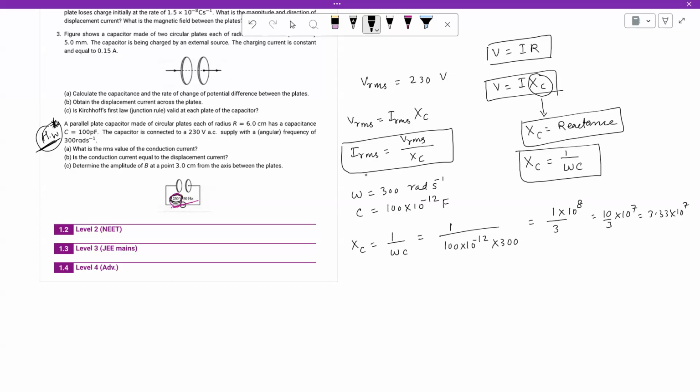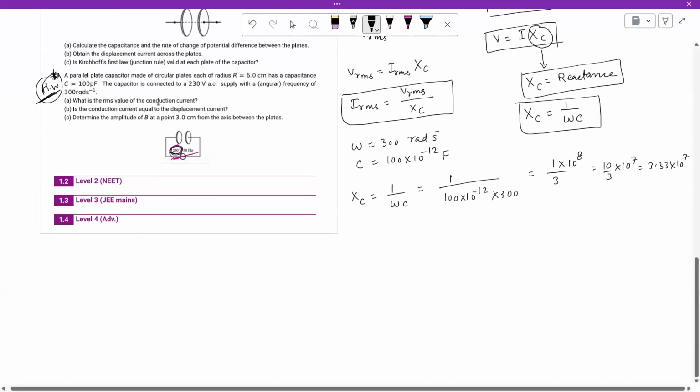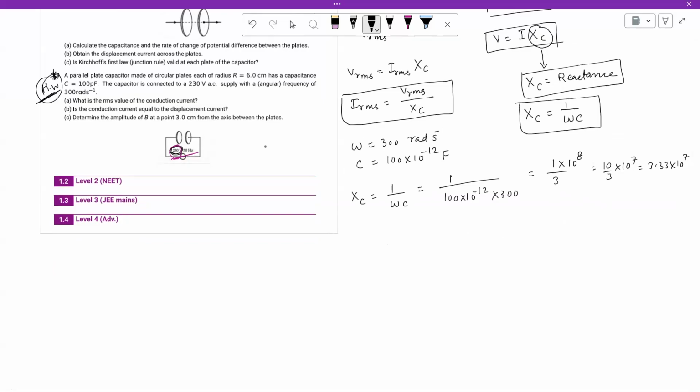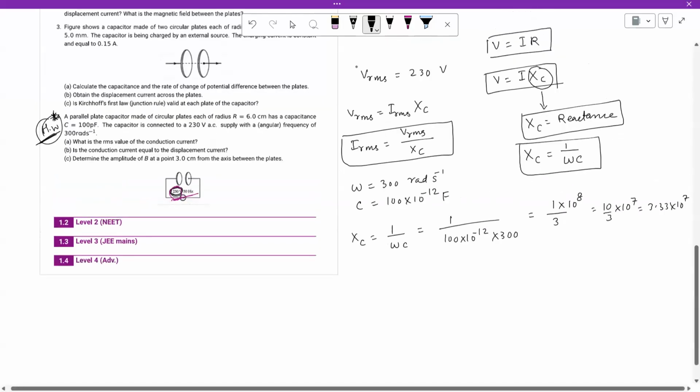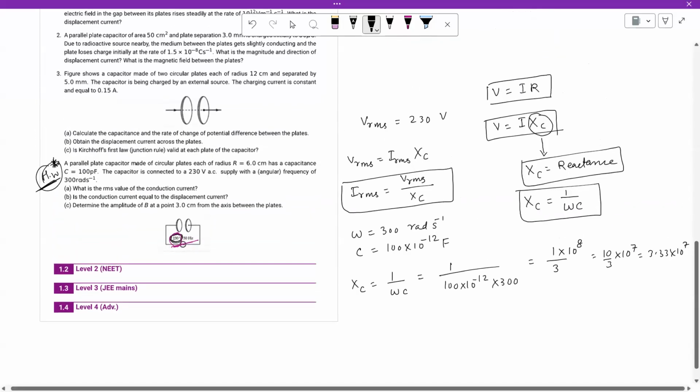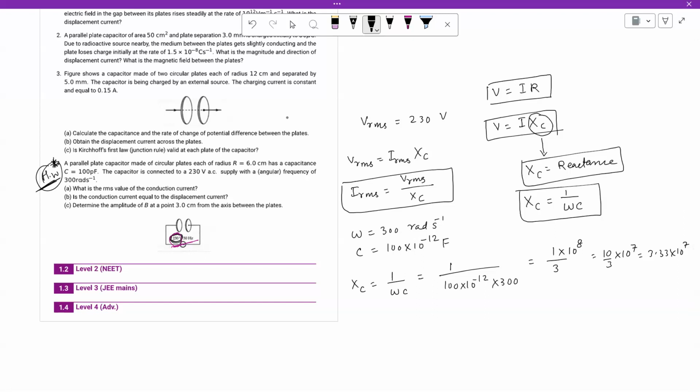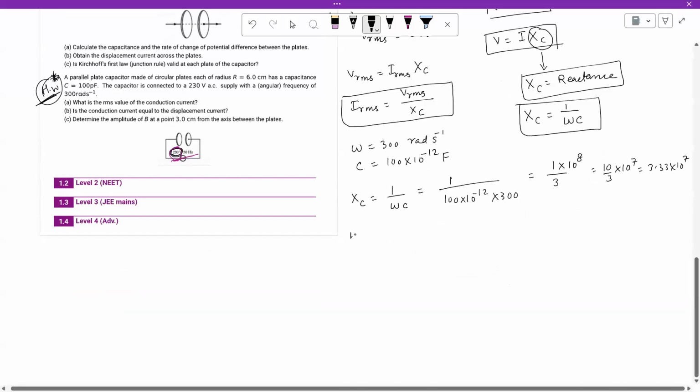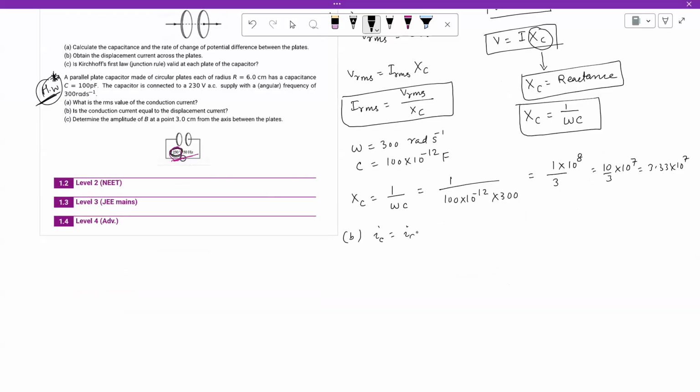Now we know that the conduction current is equal to the displacement current. The conduction current is always equal to the displacement current in magnitude. So these are equal, right? So this is the A part. The B part is, conduction current is equal to displacement current.